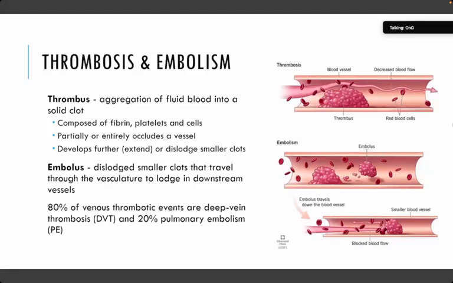So a thrombus is an aggregation of fluid into a solid clot. It's composed of fibrin, platelets, and cells, and it can partially or entirely occlude a vessel. It can further develop or extend into the same blood vessel or dislodge into smaller clots, forming emboli. And these smaller clots then travel through the vasculature to lodge in downstream vessels. 80% of venous thrombotic events are deep vein thrombosis, and 20% of them are pulmonary emboli.